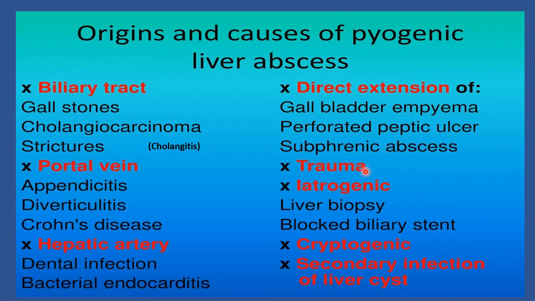Trauma is another important cause, especially penetrating trauma to the liver, and sometimes even blunt trauma to the liver causing massive injury, followed by secondary infection and abscess formation. Of late, iatrogenic causes are becoming another common cause of liver abscess, especially with invasive liver biopsies, liver aspirations, blocked biliary stents, and ERCPs. All these predispose to infection spread to the liver and cause liver abscess.